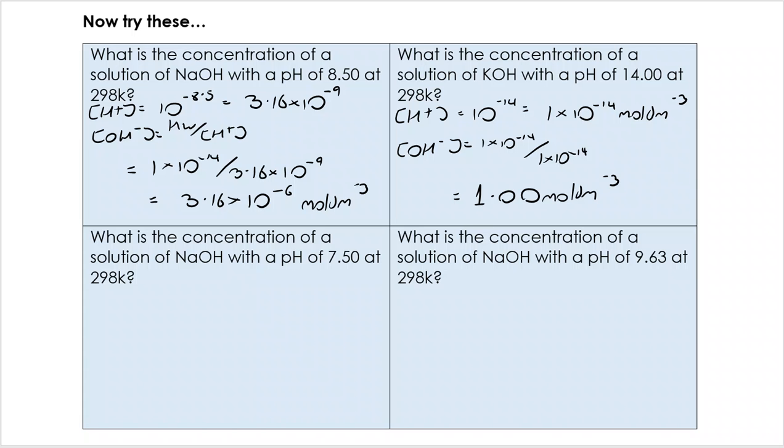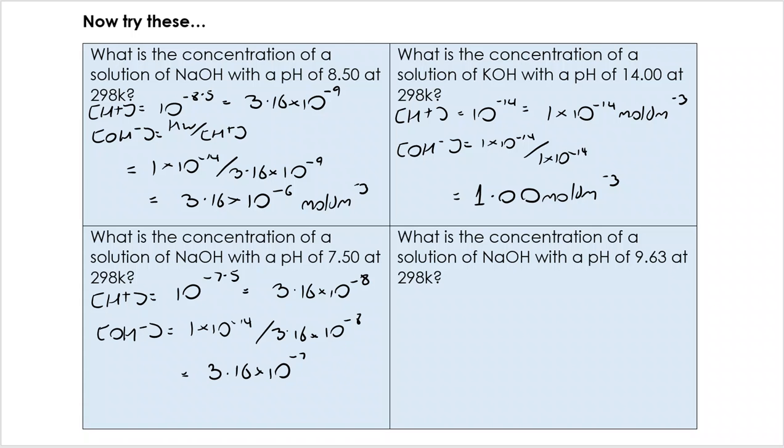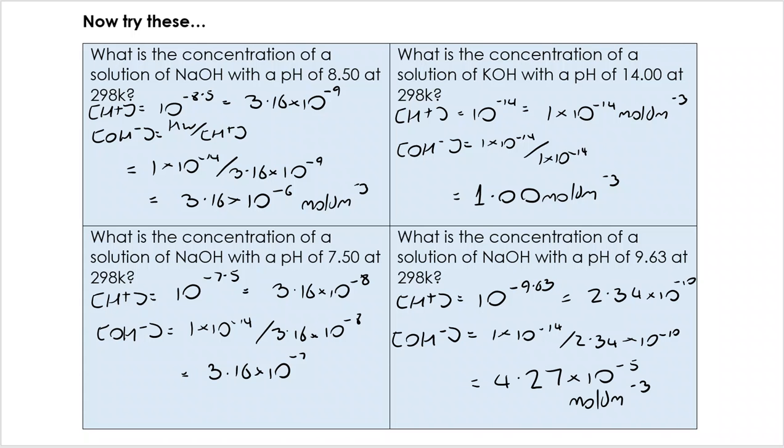What's the concentration of a solution of NaOH with a pH of 7.5? Well, H+ is 10 to the negative 7.5. That gives me an H+ concentration of 3.16 by 10 to the negative 8. Substitute that into my rearranged expression for ionic product of water, and I get a concentration of 3.16 by 10 to the minus 7 mol dm to the minus 3. And my final example, pH is 9.63, so H+ is 10 to the negative 9.63. I've got my H+ concentration. I substitute that into my Kw expression, and that will give me a value of 4.27 by 10 to the negative 5 mol dm to the minus 3.